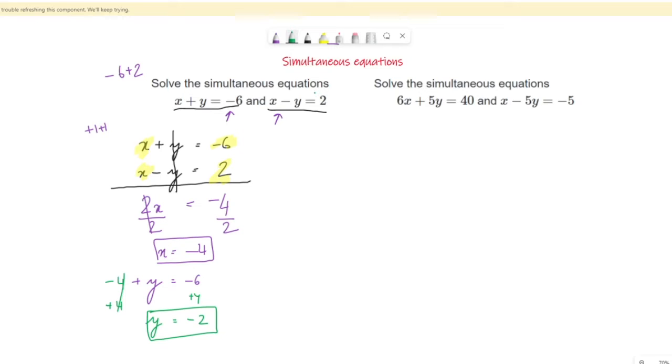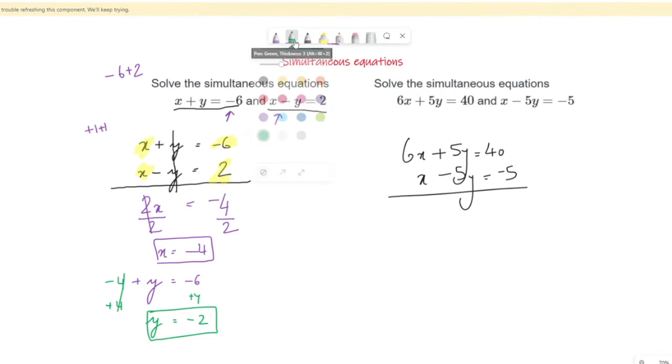Let's do another question. Here we can see there are two equations: 6x plus 5y equals 40, and another one, x minus 5y equals negative 5. Is there any pair of variables ready to eliminate? I think yes. Positive 5y and negative 5y are opposite, so we can cancel them. 6x and 1x both are positive, so they will end up being 7x. 40 minus 5 will be 35. One-step equation: 7x is 35. Divide both sides by 7. x is 35 divided by 7, which is 5.